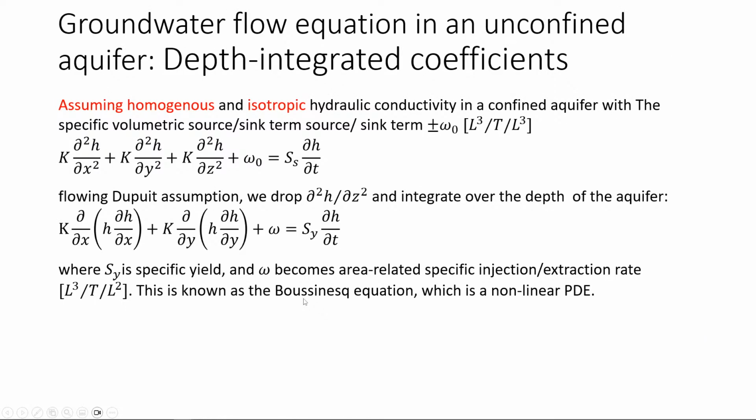Okay, now this gets a little bit tricky, because remember, an unconfined aquifer is generally more tricky. In an unconfined aquifer, you use depth integrated coefficients. Here is the general equation that we saw before; I just added a source and sink term to it. This is with the Dupuit assumption. This is the governing equation for an unconfined aquifer, and you see H is changing with x. You have specific yield here, specific storage here, and again some source and sink term.